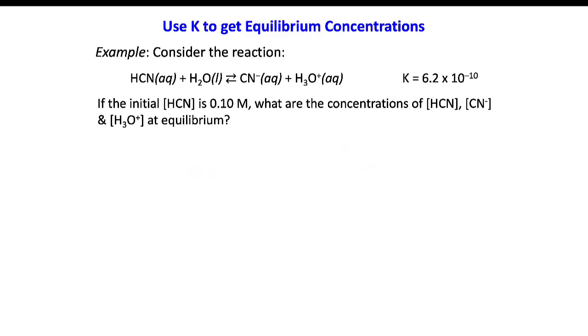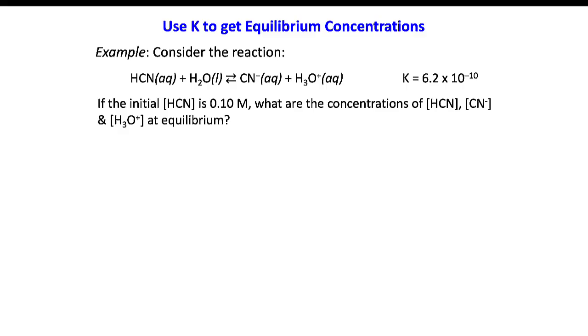Okay, so let's use K to get equilibrium concentrations in another example. And here we don't know the equilibrium concentration, but instead we know the value of K. Again, this is going to be the most common time that we're going to need to use an ICE table because these K values for reactions are well studied. They're tabulated and they're just able to be found for most cases.